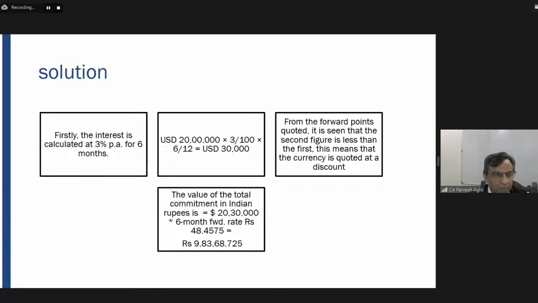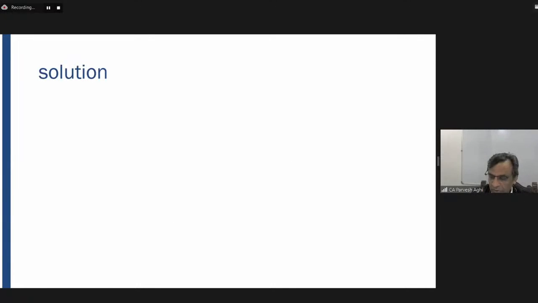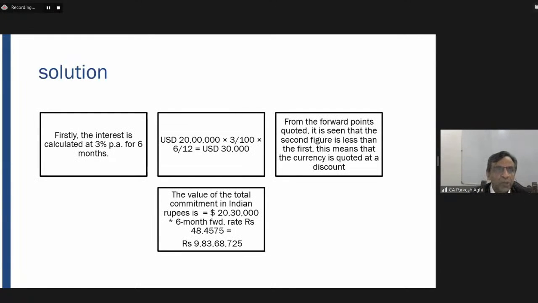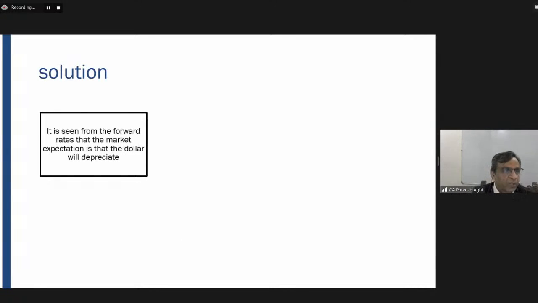The amount will be, in terms of Indian rupees, 9 crores 83 lakhs 68,725. So if he uses the forward cover, then he has to pay 9 crore 83 lakhs 68,000. Since the dollar is showing a decline, he's going to get a benefit of that. It seems the market expectation in the forward rate is that the dollar will depreciate. So as per the question, the dollar is depreciating, and the forward rates are showing that expectation in the rate itself.